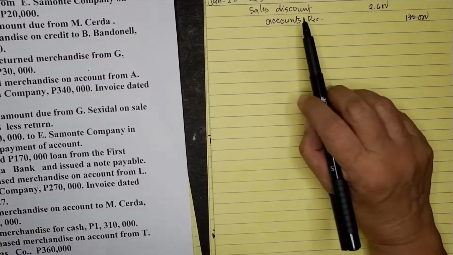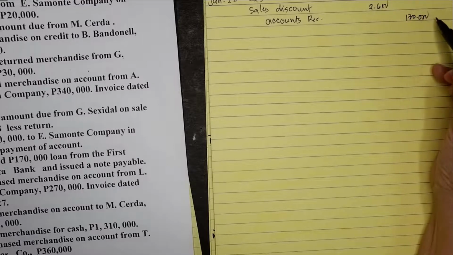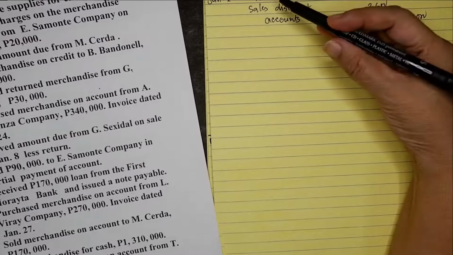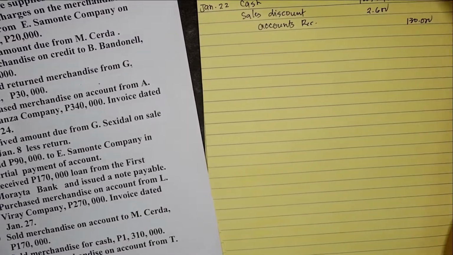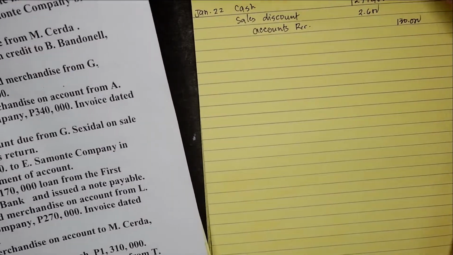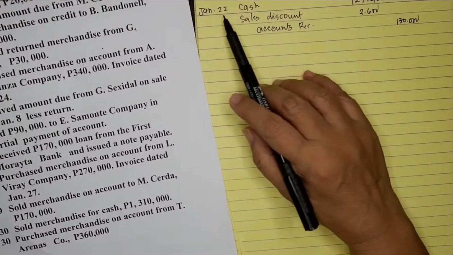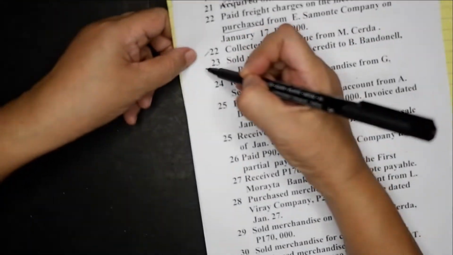Again, take note, accounts receivable will not be affected by the sales discount. It is still the same 130,000. What is affected is the cash that we receive because it is already net of discount of 2,600. Now, let us have the next transaction, that is 23.